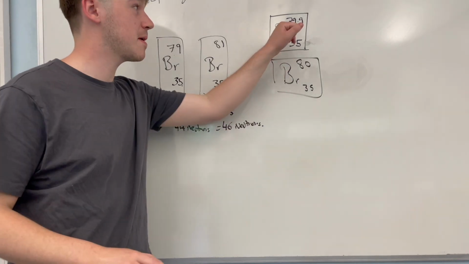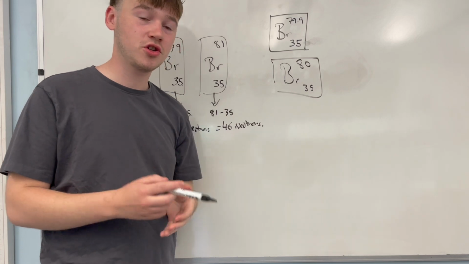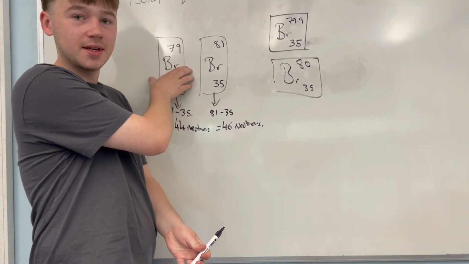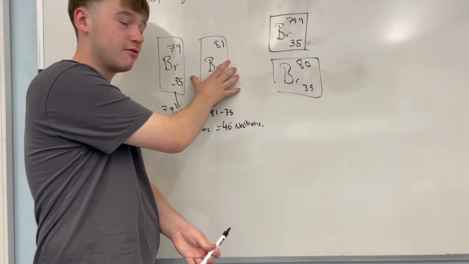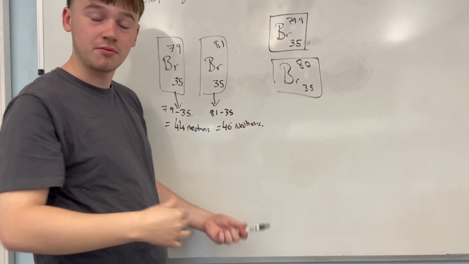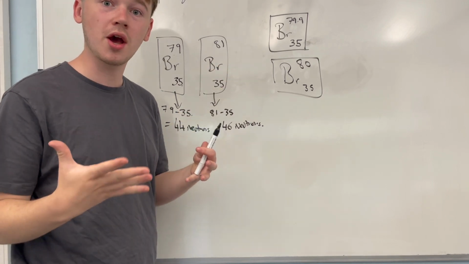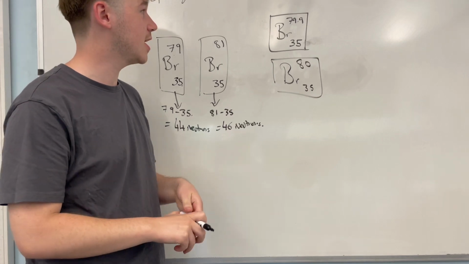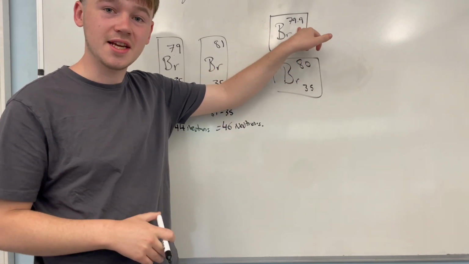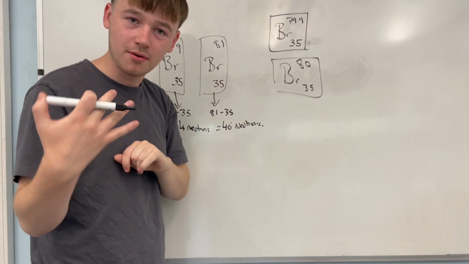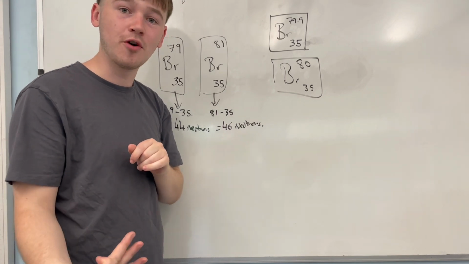So relative atomic mass is a weighted average. Just over half of bromine is in this isotope, and the rest is in this isotope. So scientists, chemists have worked out that actually 79.9 is the average relative atomic mass for bromine.